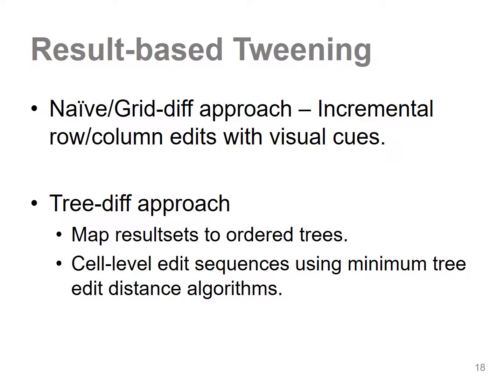The most basic way of doing result-based tweening would be considering the result sets as grids and diffing the two grids to come up with incremental row and/or column edits with visual cues. Alternatively, we can consider result sets as ordered trees and use minimum tree edit distance algorithms to find cell-level edit sequences. This is useful in cases like cross tabulation, where transposing of cells cannot be represented by naive grid diffing.